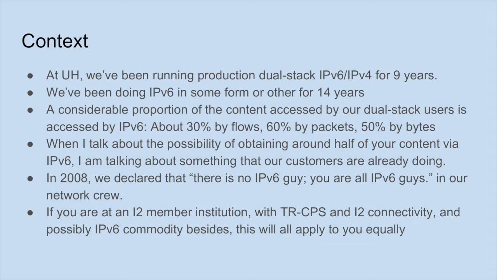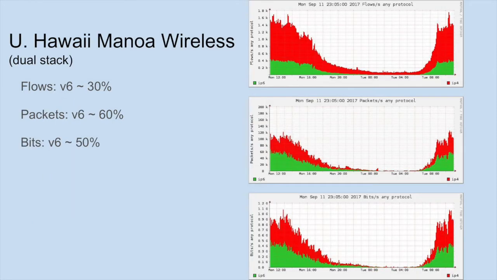If you are an I2 member institution with TRCPS and I2 connectivity, and possibly IPv6 commodity besides, this will apply to you equally. There's an awful lot of content that you can get over IPv6 at this point in time. So this is one zone of our UH Manoa wireless. On a business day, campus-wide, there can be as many as 15,000 to 16,000 devices, and we're doing native IPv4 and v6 addressing for all of them right now.